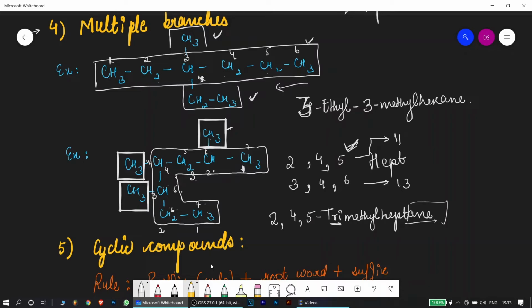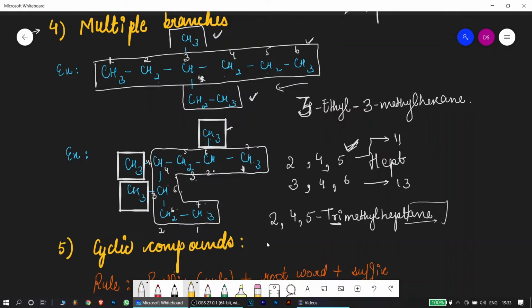Now we have discussed so far the multi-branches, normal branches, saturated carbon compounds, unsaturated carbon compounds, and all of these things. Now the last thing which we are going to discuss in this particular video is the naming of the cyclic compounds. Extremely important, and by this we will finish it.